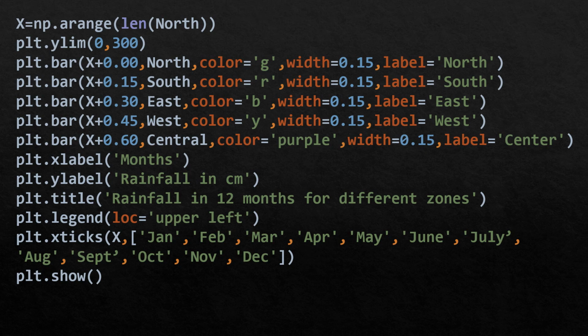Now the x-axis is labeled as months and the y-axis is labeled as rainfall. The title is rainfall in 12 months for different zones. We have put a legend where the location is upper left, and it will take the labels from the bar function, which are already given. Then I have also put plt.xticks, so that the x-axis will show the names of the months as given in the list. Now we'll use the show method to see the chart.